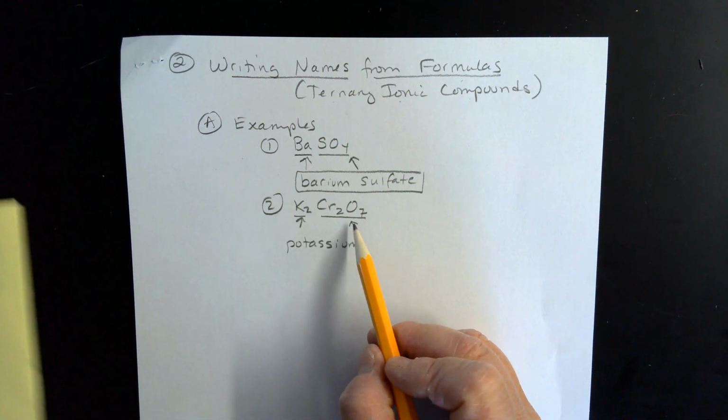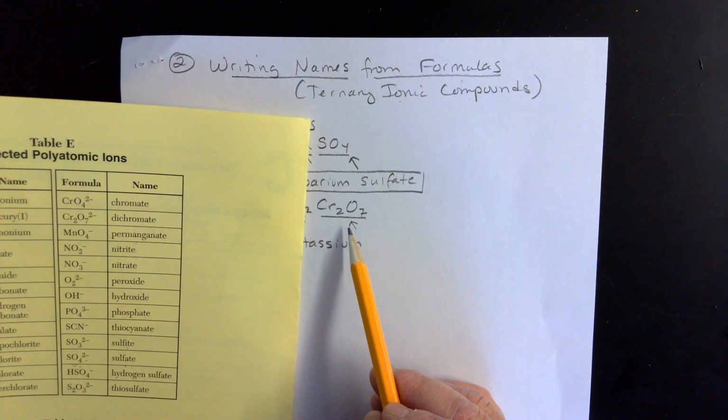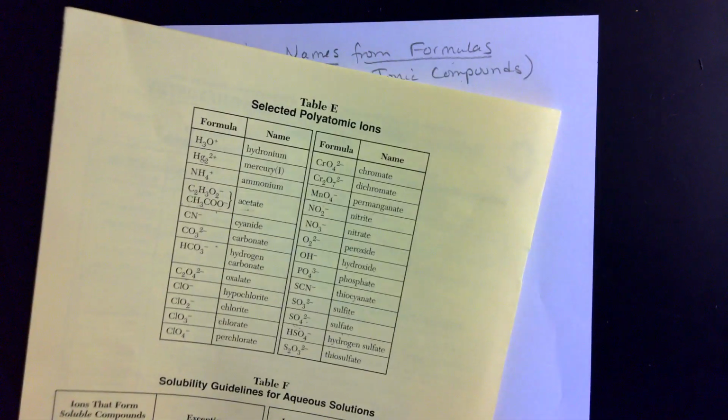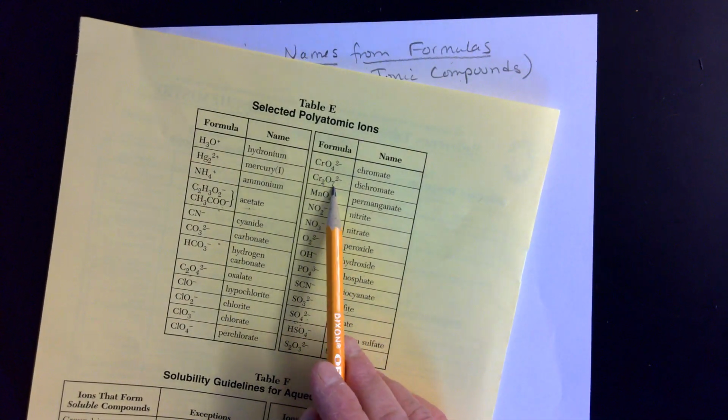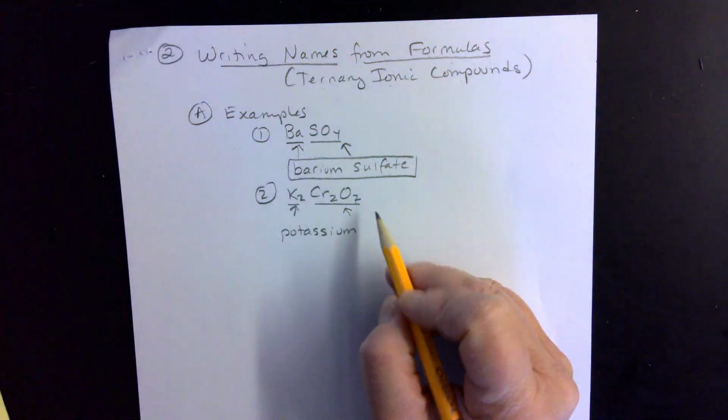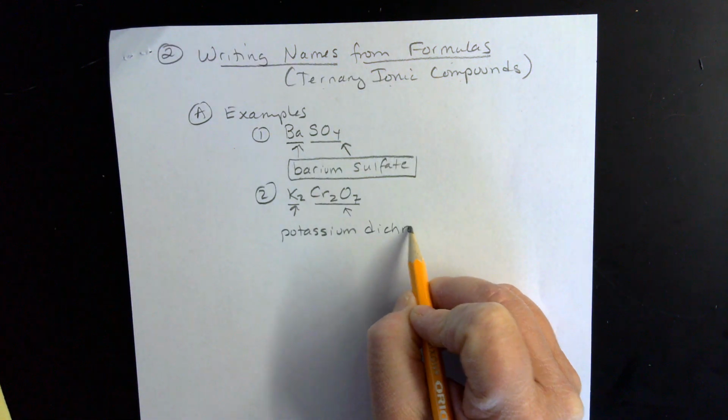And then we're going to look up on reference table E, Cr2O7. So when we look here, we find Cr2O7 right here, and it is called dichromate. So this is potassium dichromate.